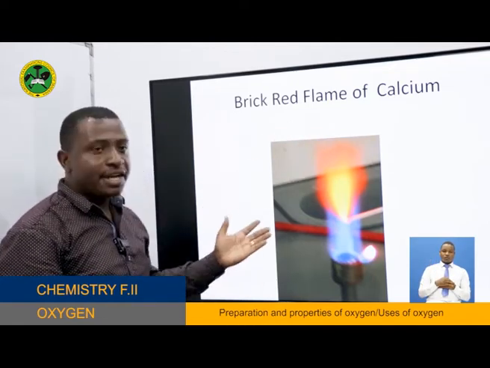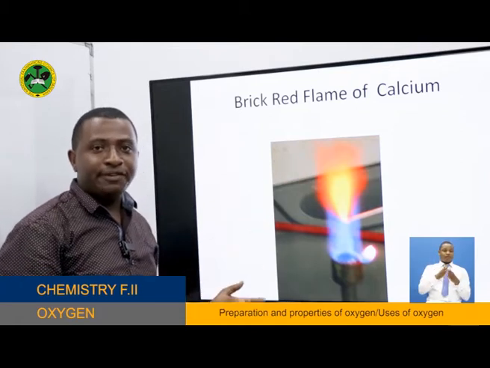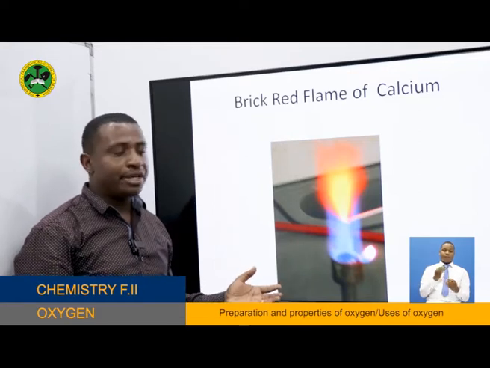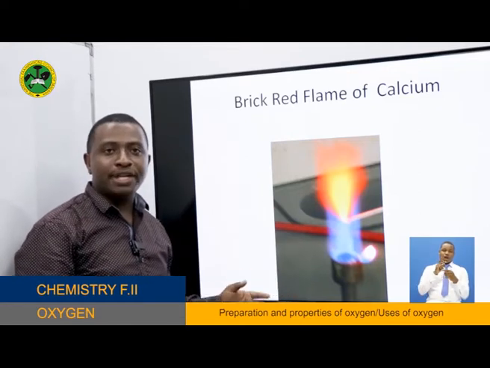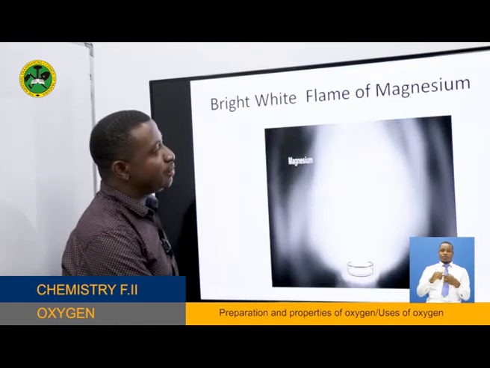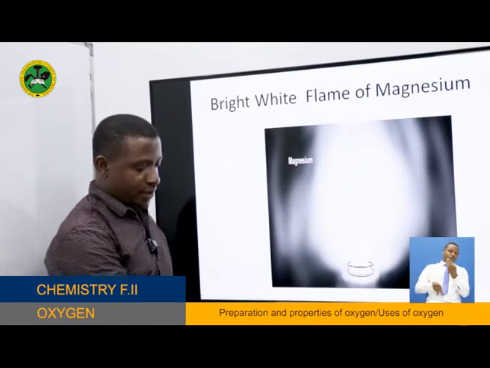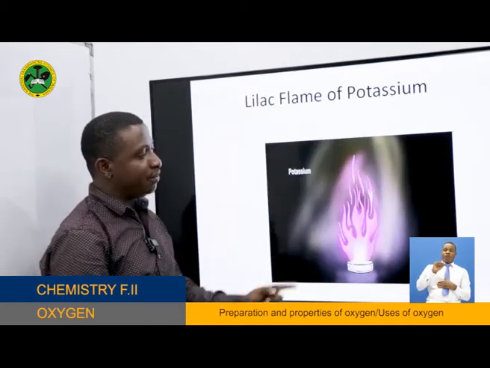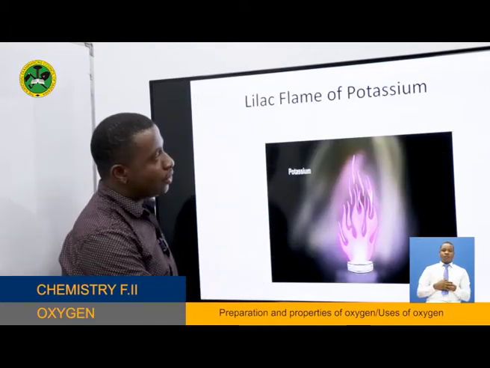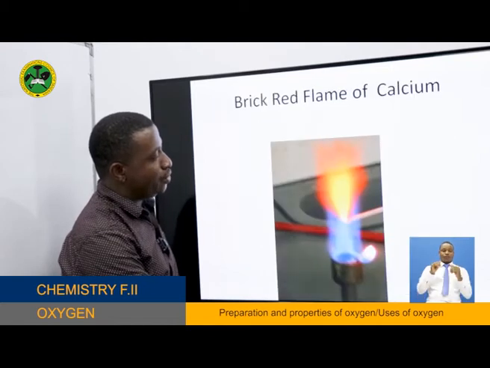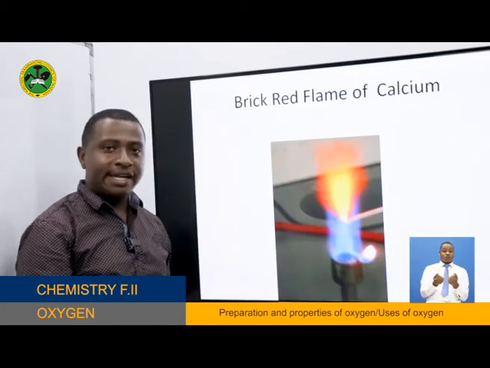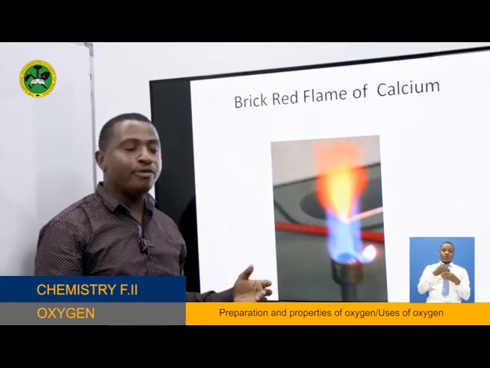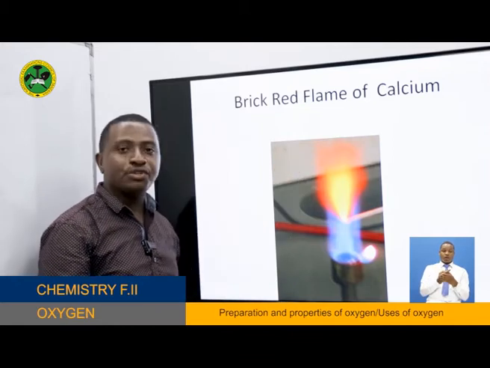So I think now you are in a position of differentiating the colors of burning metals such as calcium from that of magnesium, sodium, and potassium. So you should be able to know these different colors. And dear students, this brick red color is used as a confirmatory test for presence of calcium.